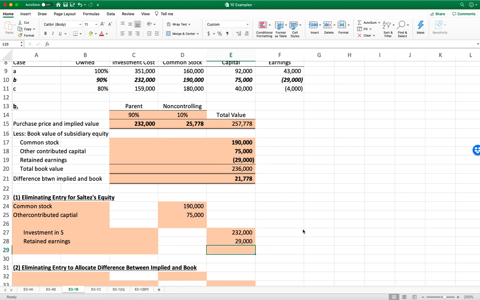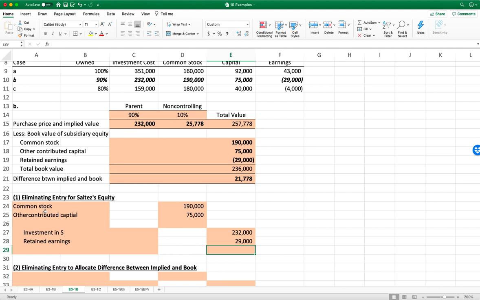Remember, our starting point is taking our parent balance sheet, adding to it our subsidiary balance sheet, and this entry is doing whatever we need to do to get rid of these accounts. So if we have a retained earnings account that has a debit balance, we're going to need to credit it to get rid of it.